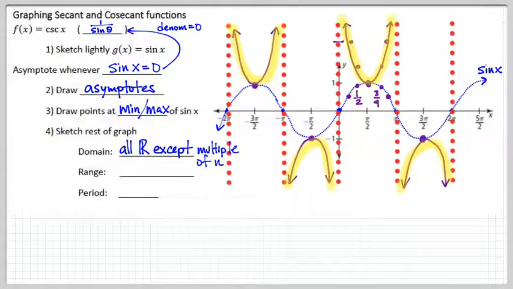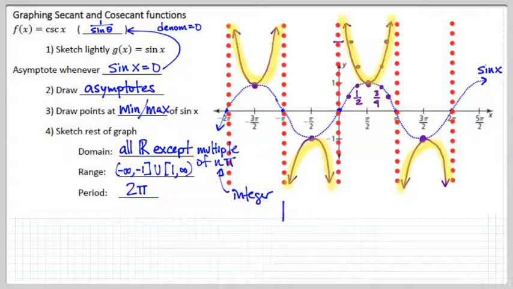The domain would be all reals except whenever we see an asymptote, and we see an asymptote on multiples of pi. 0, pi, 2 pi, etc. Multiples of pi, n pi here, where n is an integer. The range would be all numbers that are less than or equal to -1, all numbers that are greater than or equal to 1. And the period in this case is the same as a sine function. It repeats every 2 pi.